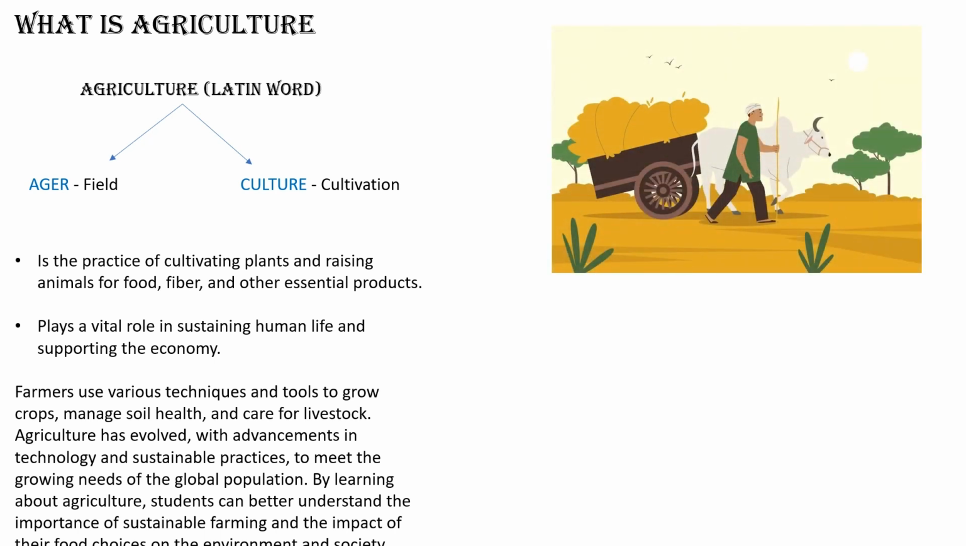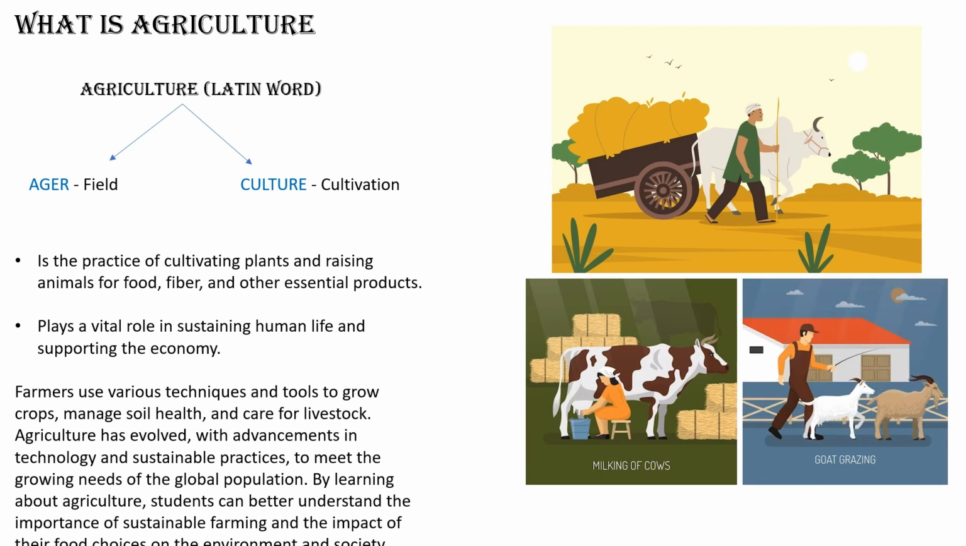As you can see in this picture, there are two types of agriculture. One is cultivating plants, and another is raising and rearing animals for food and fiber. For class 8, you will be learning only about cultivating plants, how to grow plants in the fields and how to get proper seeds. You learn about all of this in this chapter.